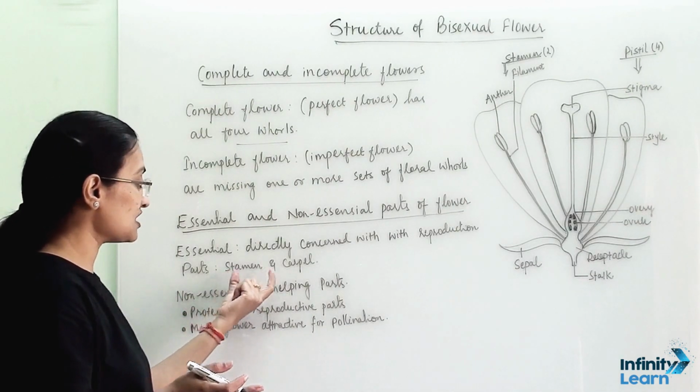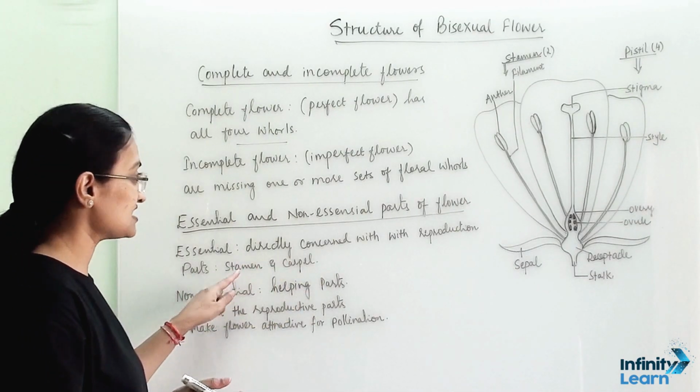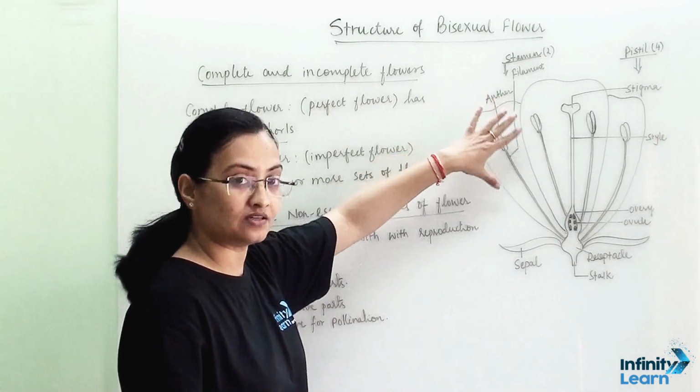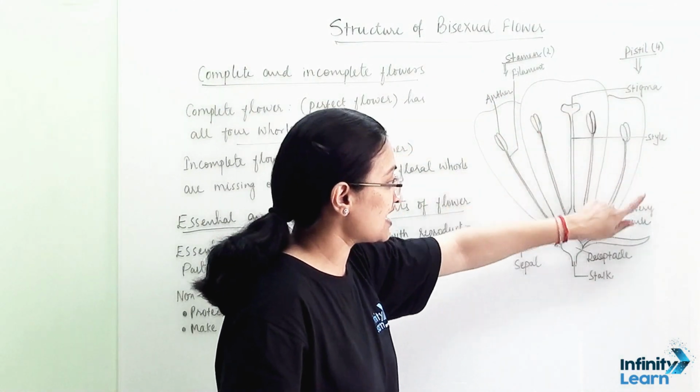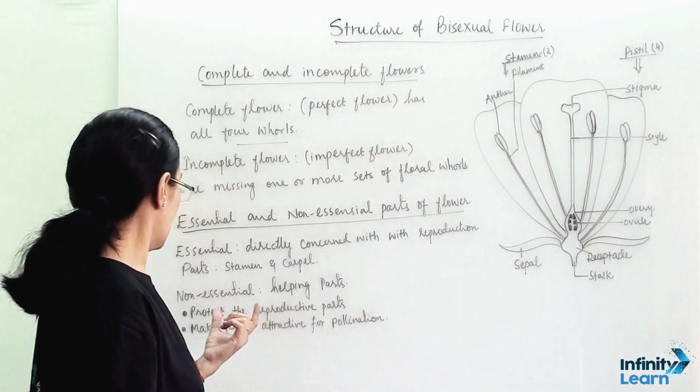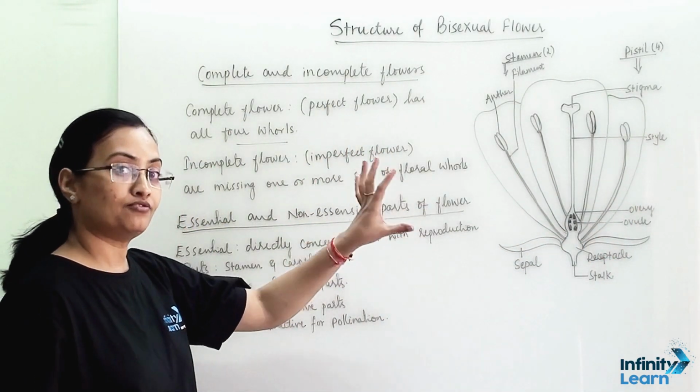It consists of stamen and carpel. We know that stamen is further divided into anther and filament, and carpel is further divided into stigma, style, ovary and ovule. So these are the essential parts of any flower.